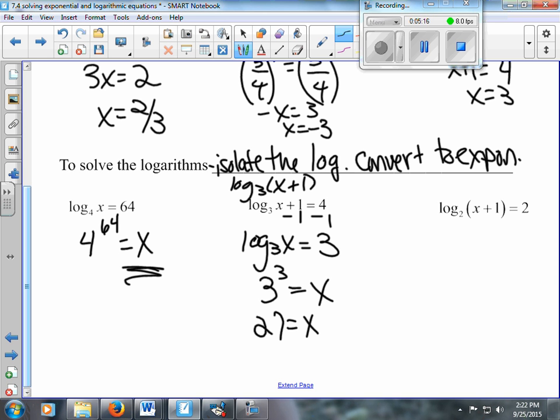Now, in the last example, I do have the logarithm of x plus 1, so I can convert to exponential form right away. 2 squared is x plus 1. I almost have x by itself. I've eliminated the logarithm, but now I just need a minus 1, so that's 3. All right.